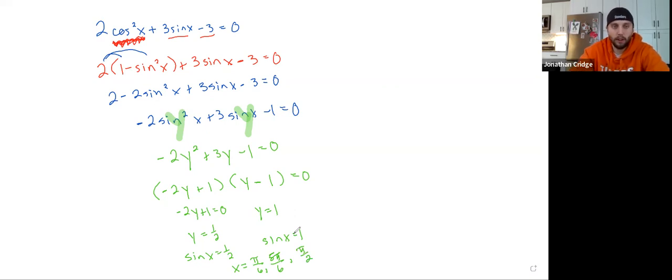Okay, so a lot going on there, but you would have had no chance if you didn't know your trig identity up at the top. So you've got to make sure that you know your identities for the quiz tomorrow. Okay, last one. Secant squared of x minus secant of x plus 9 equals positive 11.